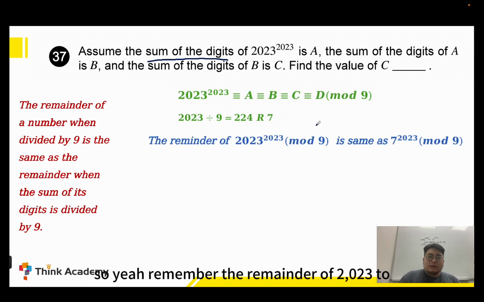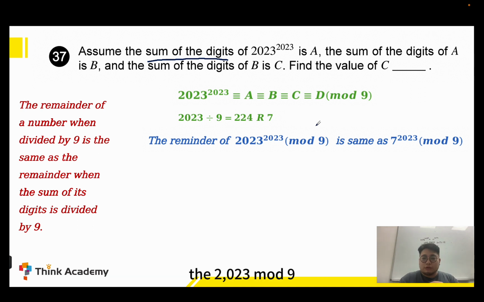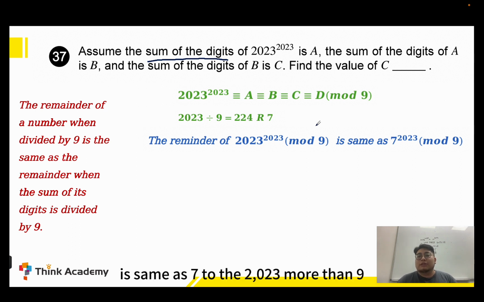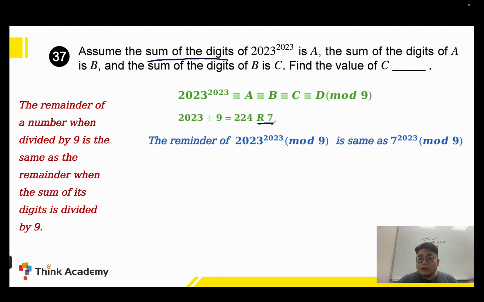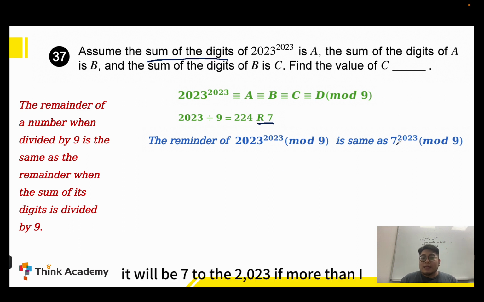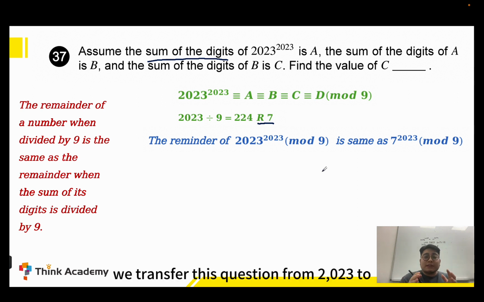So remember, the remainder of 2023^2023 mod 9 is the same as 7^2023 mod 9. Remember how we calculate the remainder: we can just multiply the remainders. So the remainder times the remainder times the remainder, it will be 7^2023. If mod 9, the remainder is always the same. So we transferred this question from 2023 to 7.